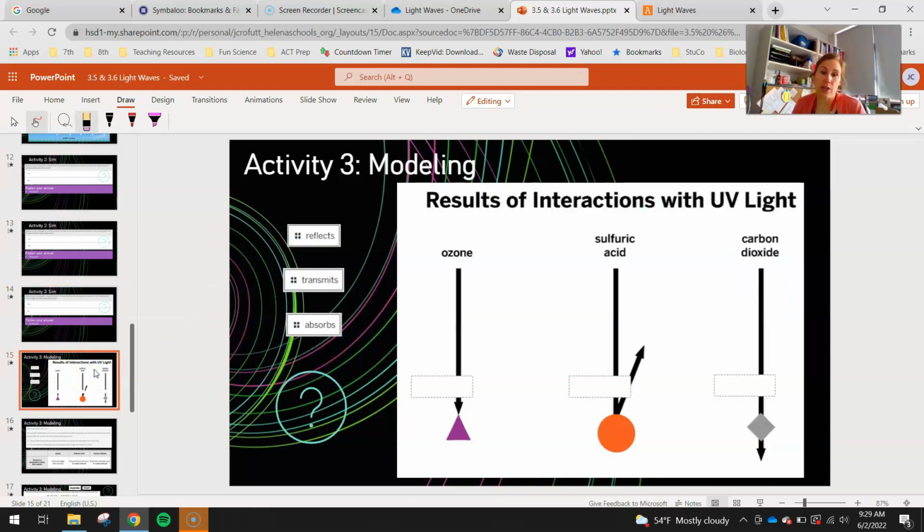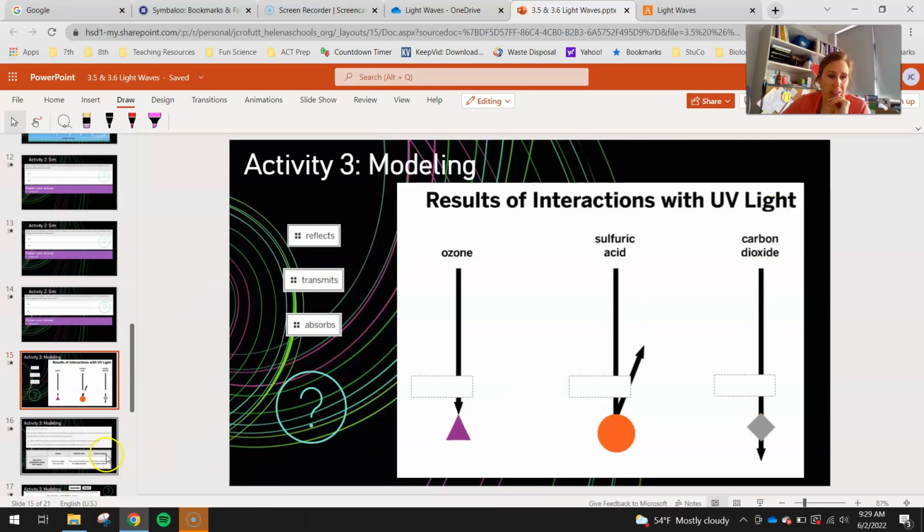Okay, so as you look at this, we saw that when ozone hits it, what happens to it? You will click and drag either reflects, transmits, or absorbs to label each of these boxes. So what does ozone do when it hits it? What does sulfuric acid do when it hits it? And what does carbon dioxide do when it hits it?